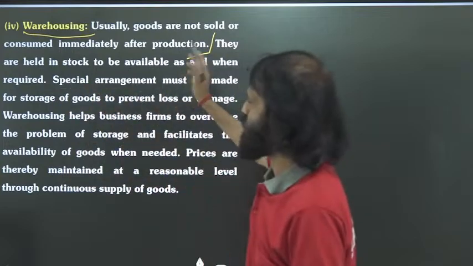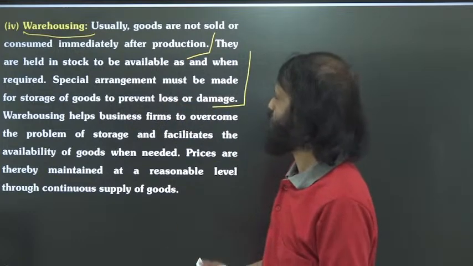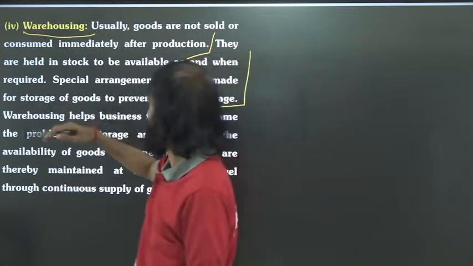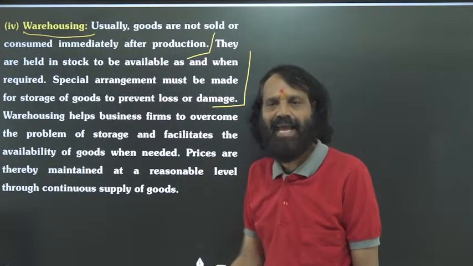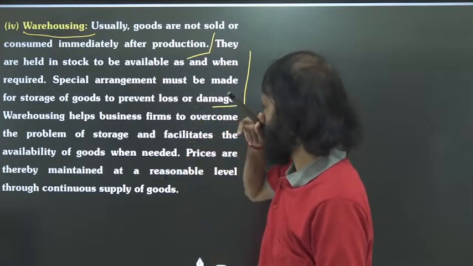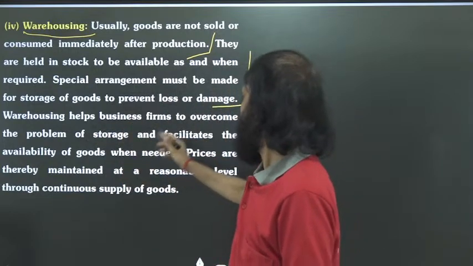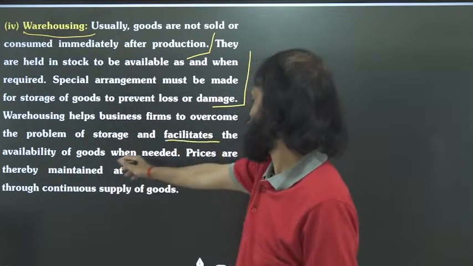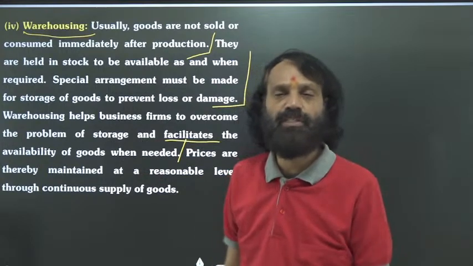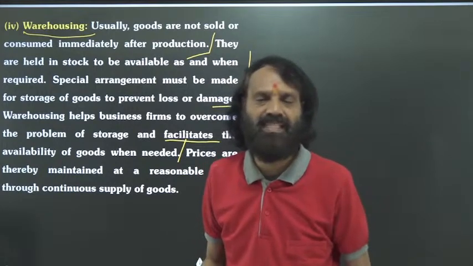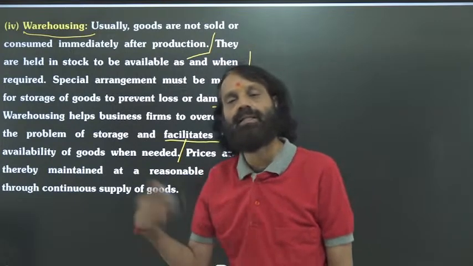Special arrangements must be made for storage of goods to prevent loss or damage. Warehouses have better storage facilities so that the product can be kept safely without getting any damage. Warehousing helps business firms to overcome the problem of storage and facilitates the availability of goods when needed. Sometimes many producers don't have enough space and facilities to protect their products. Then they keep the products in others' warehouses.